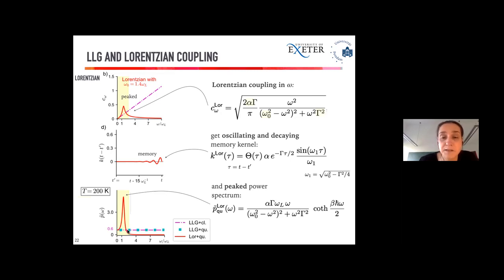Standard LLG equation with classical noise would be here. And with quantum noise at 200 Kelvin is also there. But if you go to smaller temperature, then there's a difference between the two. But you see that this Lorentzian peak is even different, even then.